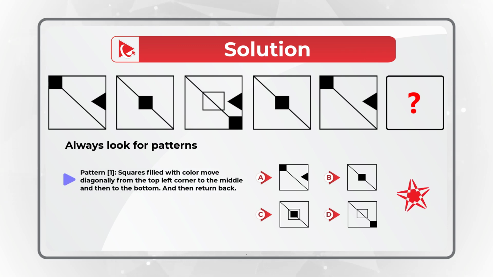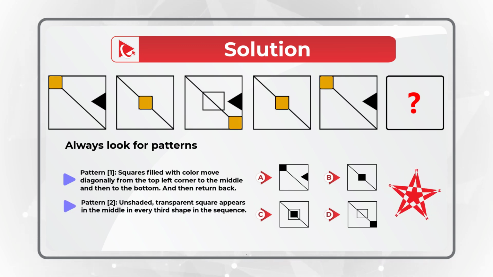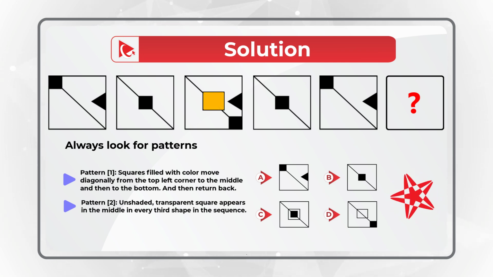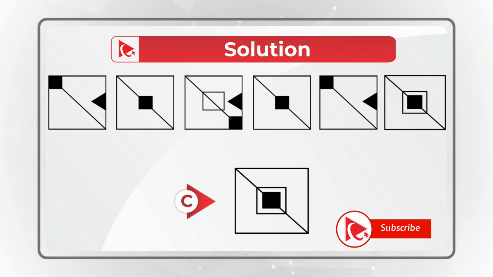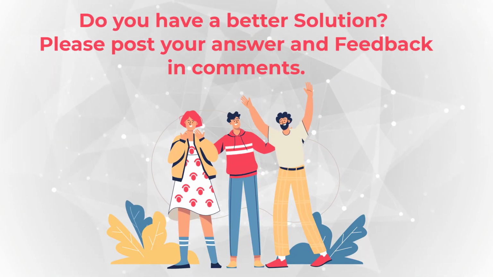The first pattern is that squares filled with color move diagonally from the top left corner to the middle and then to the bottom right corner. Then they return back. The second pattern is that an unshaded, transparent square appears in the middle of every third shape in the sequence. And then the third pattern is that a triangle appears in the middle right section with every alternate shape. This is why the correct choice here is the rectangle with the black square as well as the unshaded transparent square inside the middle, but without the triangle. Hopefully you've nailed this question and now know how to answer similar problems on the test.